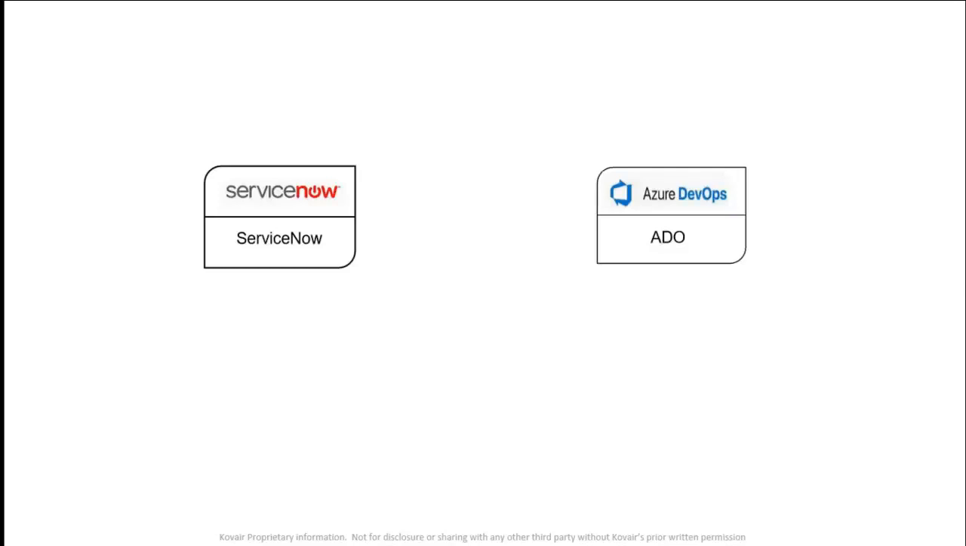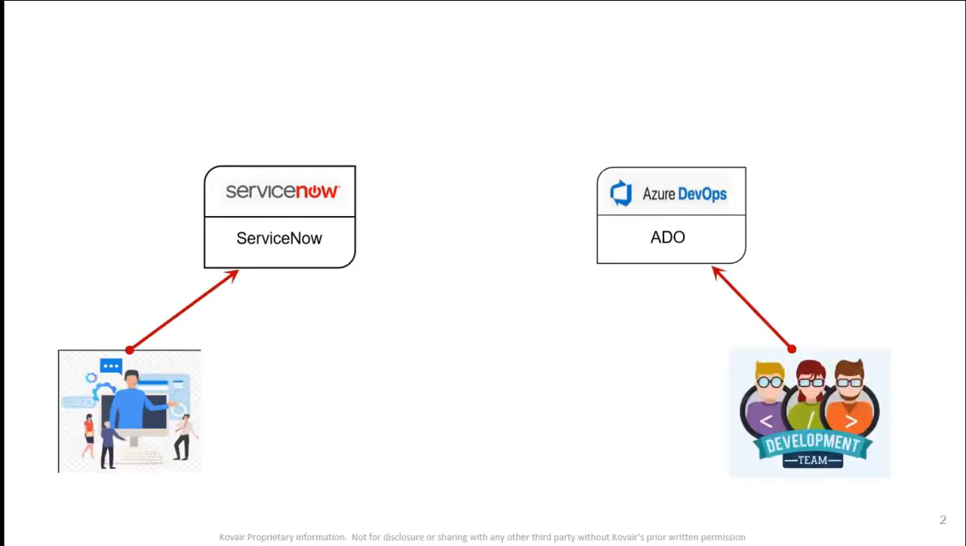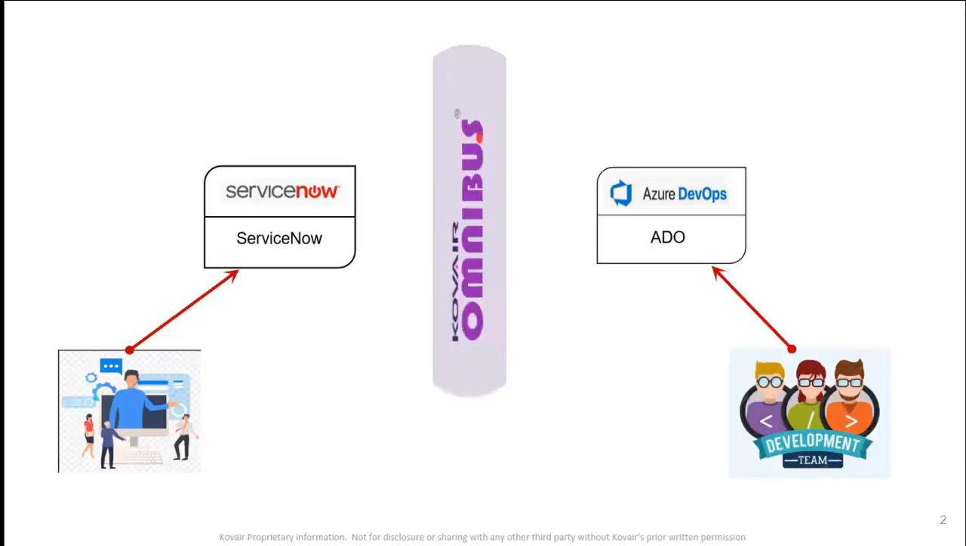In this demonstration of Kovair Omnibus, we will be showing you bidirectional integration between ServiceNow and Azure DevOps. We will depict a scenario where in an organization Azure DevOps is getting used by internal teams for development activities and ServiceNow is getting used as ticket management tool. We will showcase how Kovair Omnibus, the proprietary ESB from Kovair, establishes seamless collaboration between these teams by providing bidirectional integration between ServiceNow and Azure DevOps.